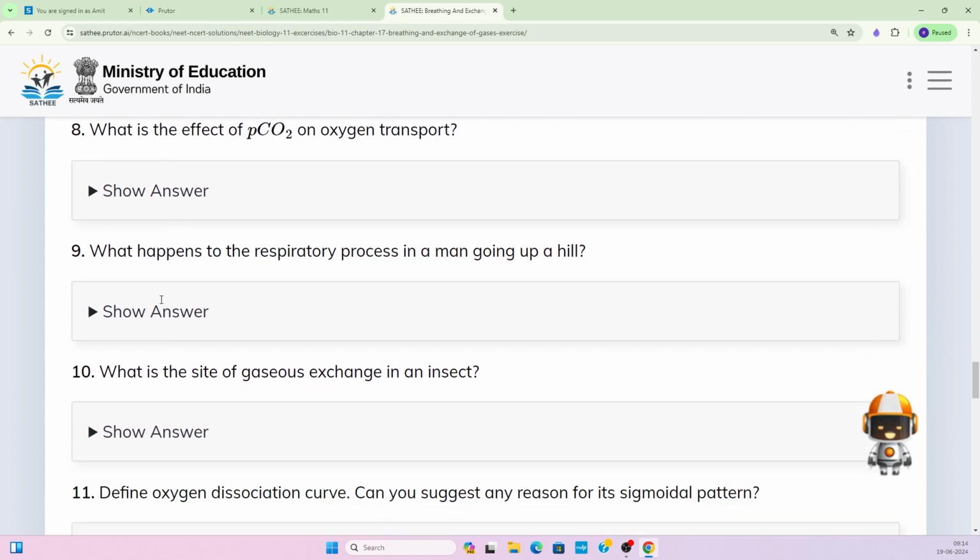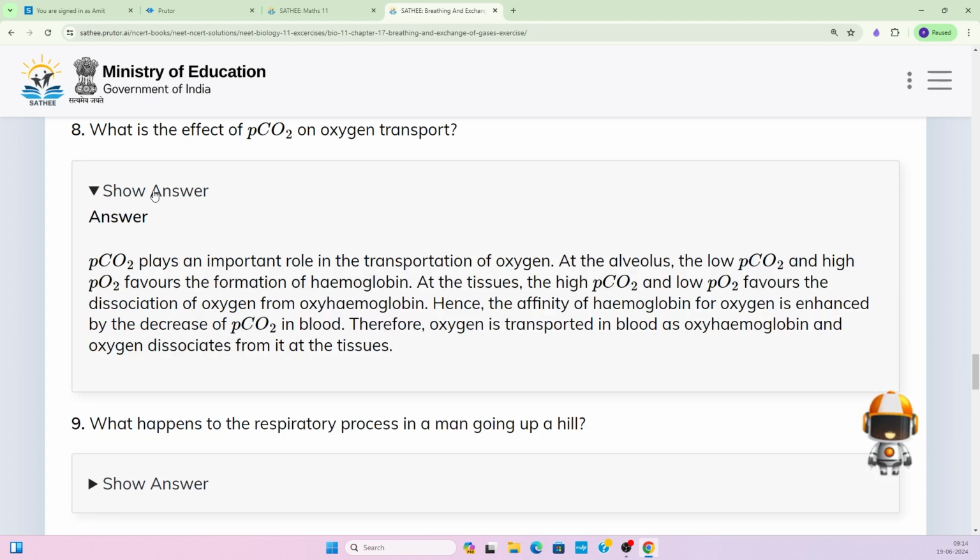So next, here comes the next question. What is the effect of partial pressure of carbon dioxide on oxygen transport? What is the role of the partial pressure of carbon dioxide in oxygen transport? So let us see the answer. The partial pressure of carbon dioxide plays an important role in the transportation of oxygen. How?